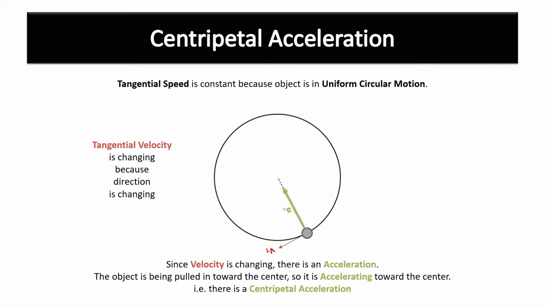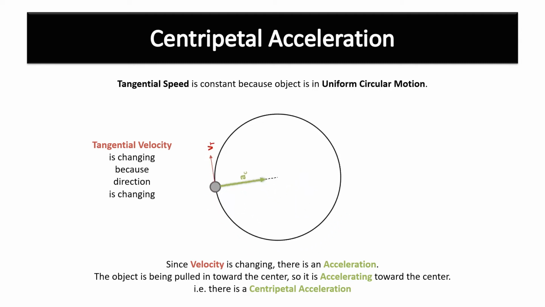Since velocity is changing, there is an acceleration. That's the definition of acceleration, is when you change your velocity over a certain period of time. In this case, it just happens to be that the change is in the direction. The object is being pulled towards the center, so it's accelerating towards the center. There is a centripetal acceleration. So this is as far as we went.